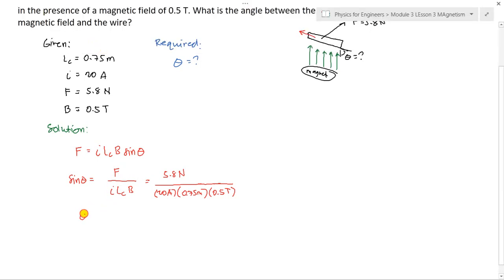Simplifying this, we can also take the arc sine to make it easier: arc sine of 5.8 newtons over 20 times 0.75 times 0.5. So the resulting angle between the conductor and the magnetic field is arc sine of 5.8 divided by 20 times 0.75 multiplied by 0.5. The answer is 50.65 degrees. So the angle between the conductor and the magnetic field is 50.65 degrees. That is our final answer.